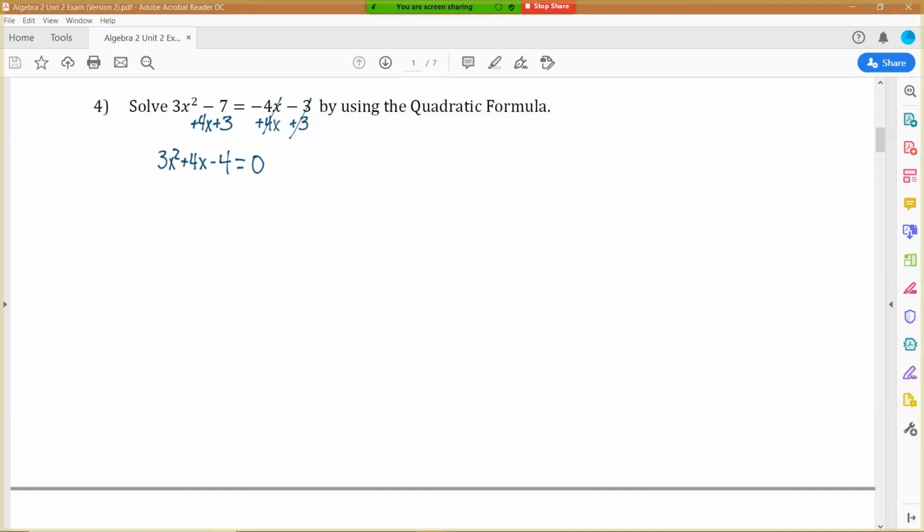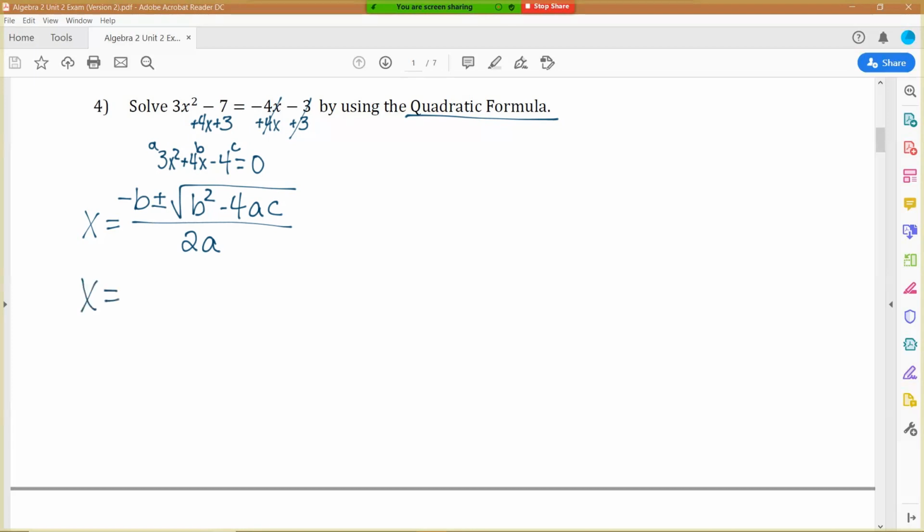And then my instructions say I've got to use the quadratic formula. So quick review of the quadratic formula. So there's my quadratic formula. Remember, a is the number in front of x squared, b is the number in front of x, and c is the constant. So a is 3, b is 4, and c is negative 4.